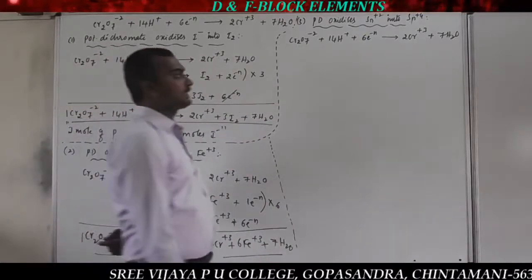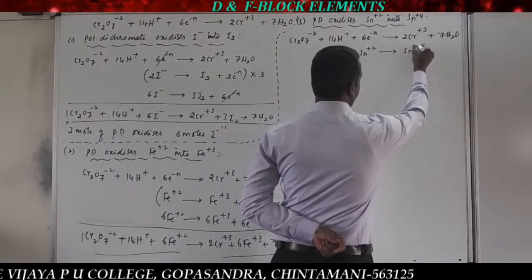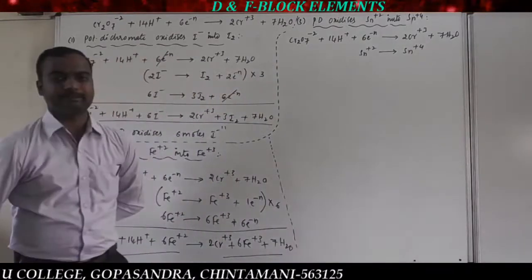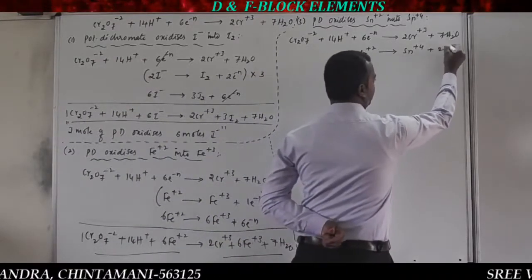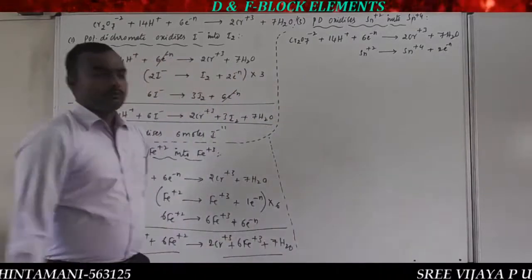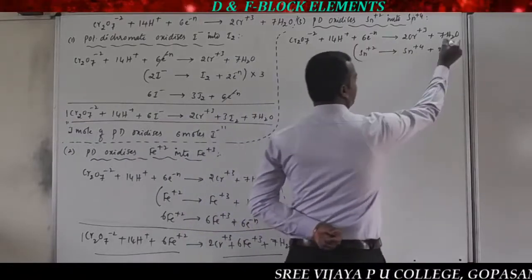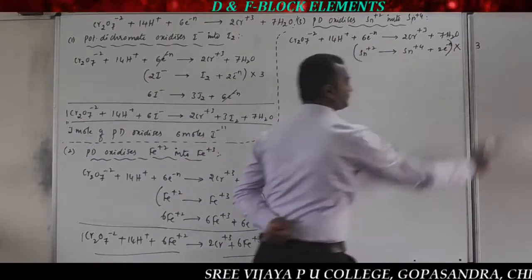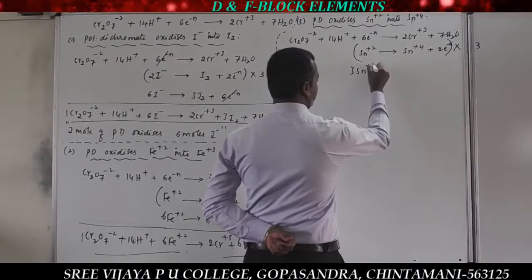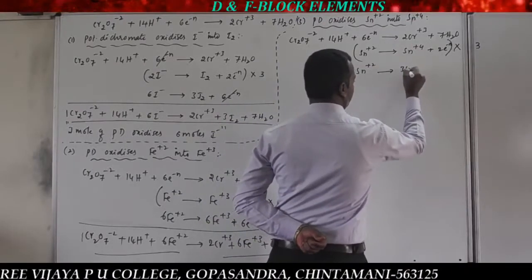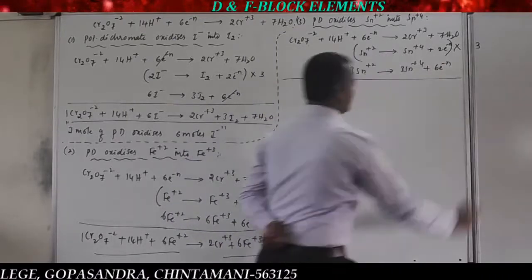So which is oxidized here? That is stannous, Sn+2, which is oxidized into Sn+4, stannous into stannic. How many electrons are removed? It is +2 here and +4 there, so 2 electrons are removed. Now we need 6 electrons, but here only 2 electrons are coming, therefore this is multiplied by 3. So the equation becomes 3Sn+2 gives 3Sn+4 plus 6 electrons. Now we have to write the balanced equation.